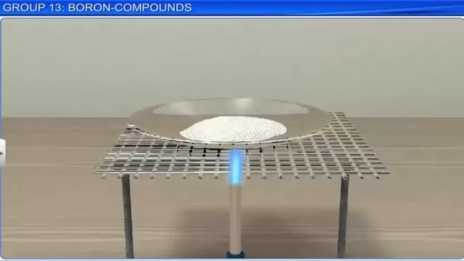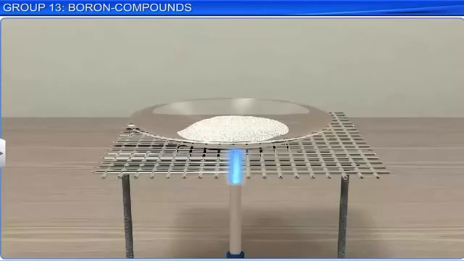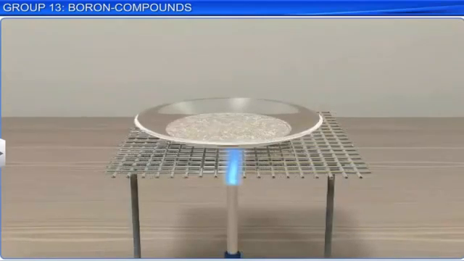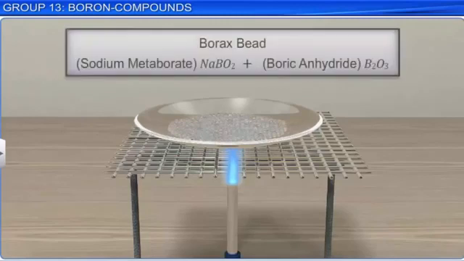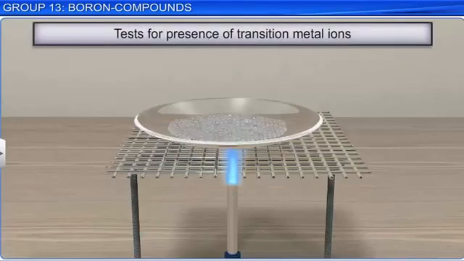When borax is heated, it loses its water of crystallization and swells. The resulting white, opaque mass is anhydrous sodium tetraborate. When the anhydrous sodium tetraborate is further heated, it becomes a transparent liquid. When solidified, this is referred to as borax bead, which contains sodium metaborate NaBO2 and boric anhydride B2O3. The borax bead test is a qualitative way to test for the presence of transition metal ions.